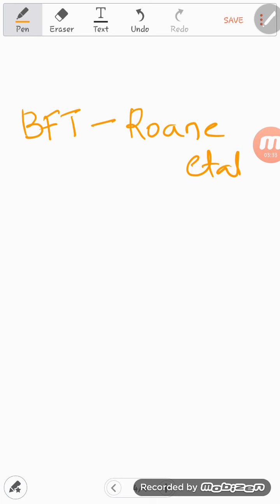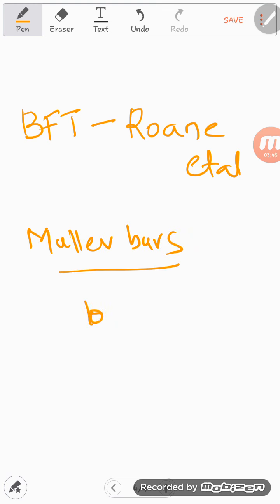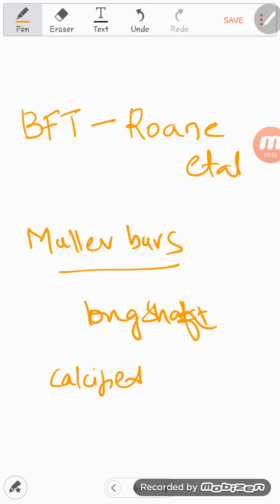So the next important thing is about the molar burrs. Okay, a few questions related to the molar burr. Molar burr is a regular burr which has a long shank. So it has a long shaft that is used to locate the calcified canals, and the material with which it is made is carbide. This is made up of a carbide burr. Hope you are clear until now.